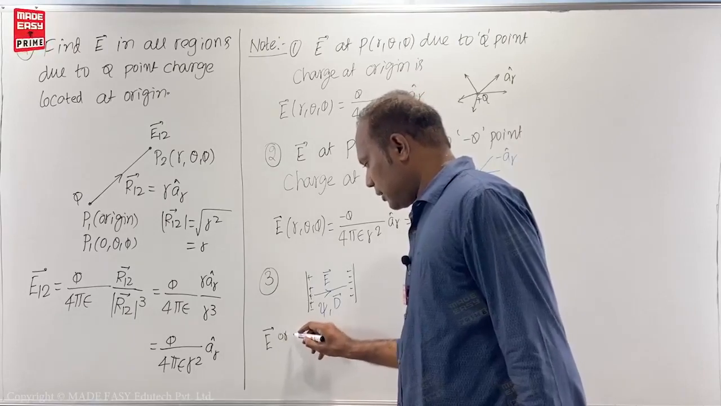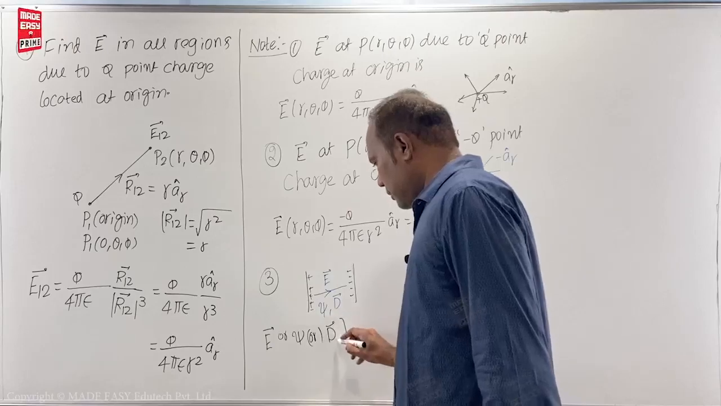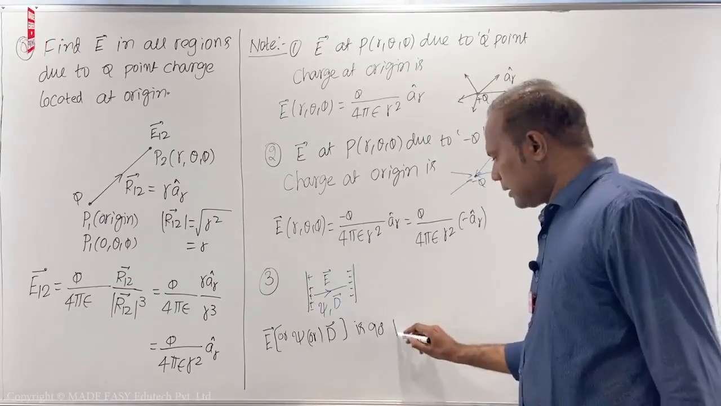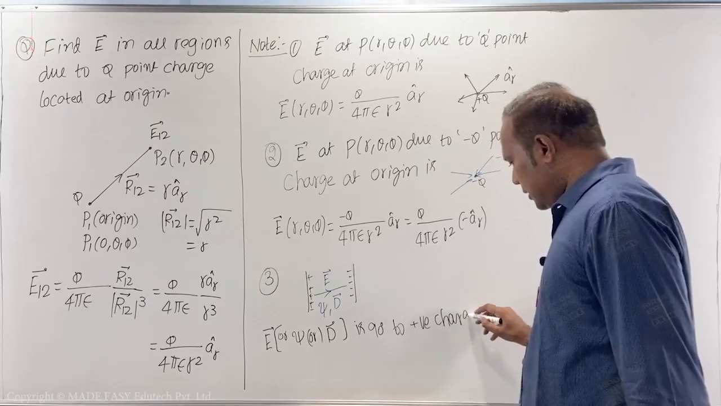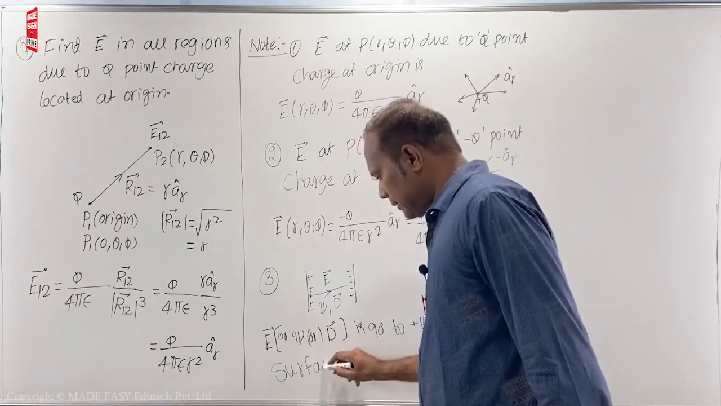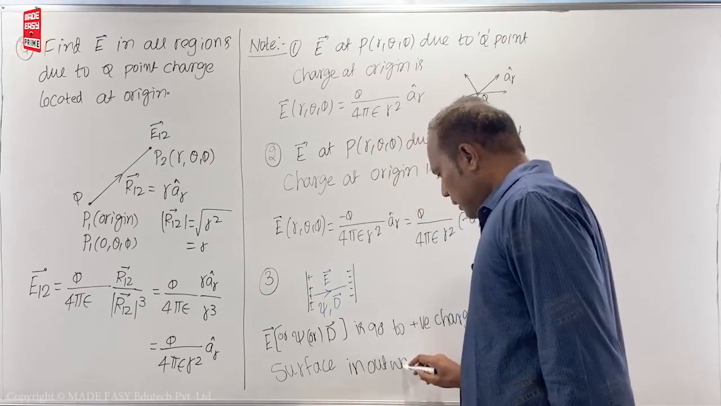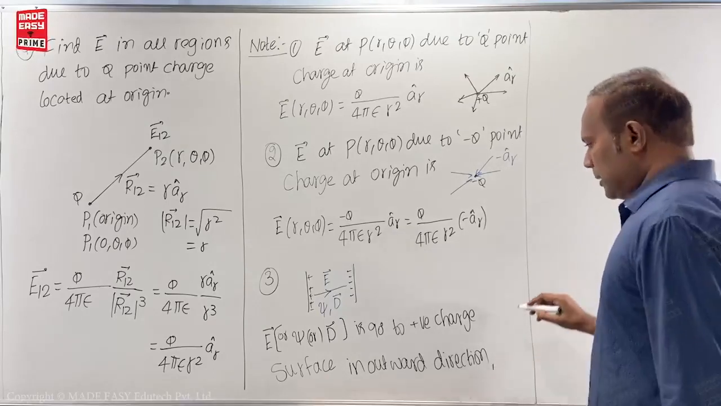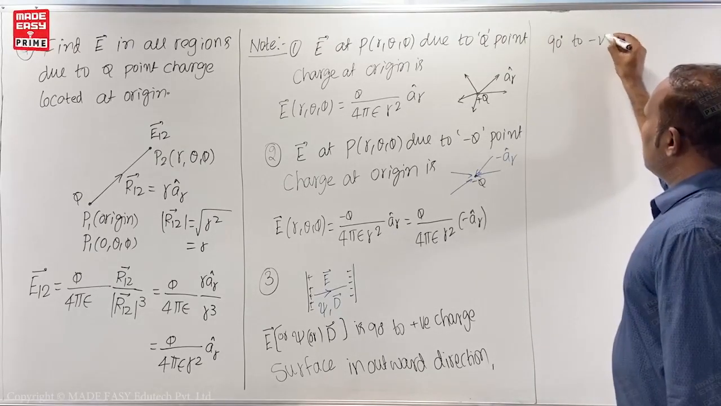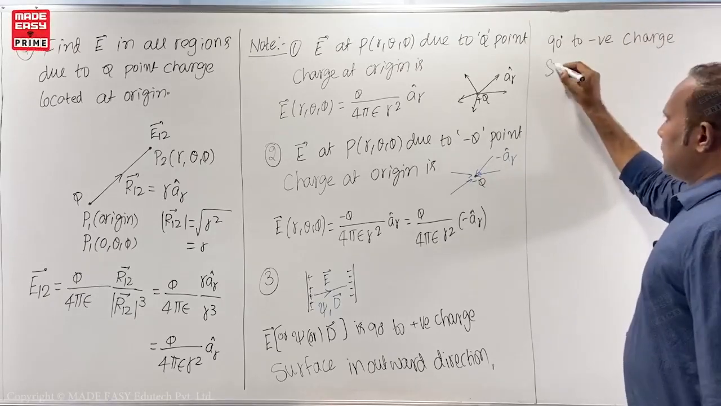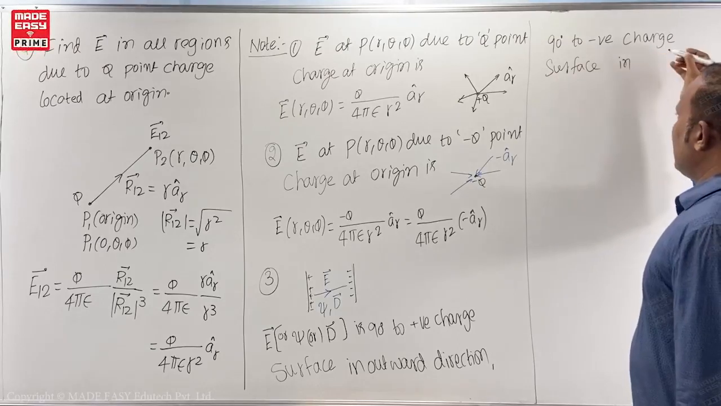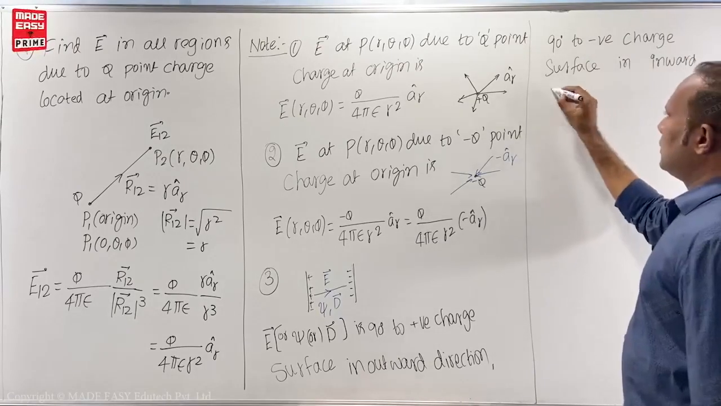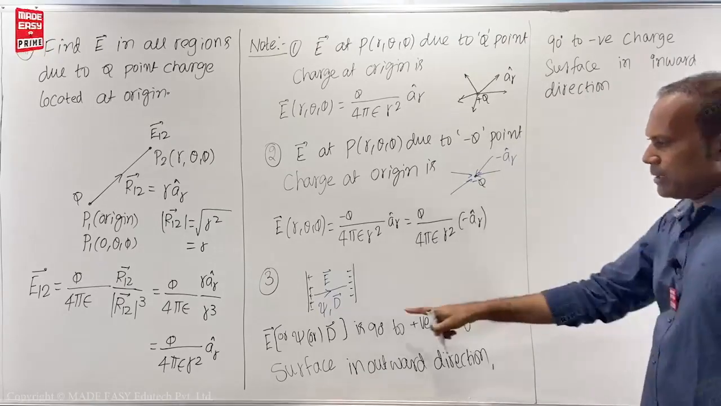Of course, or electric flux or D bar. Okay, E bar is 90 degrees, that means perpendicular. 90 degrees to positive charge surface in outward direction, comma, 90 degrees to negative charge surface in inward direction. This statement is written here.